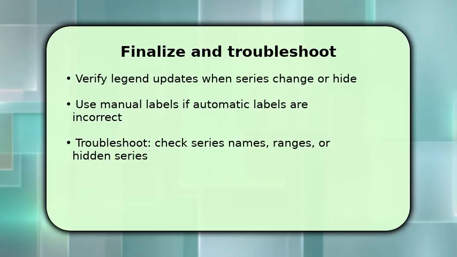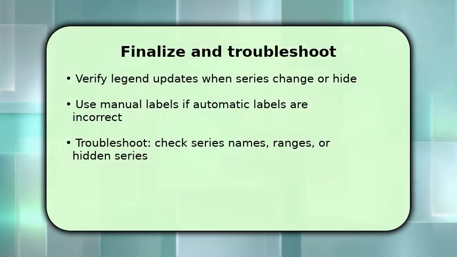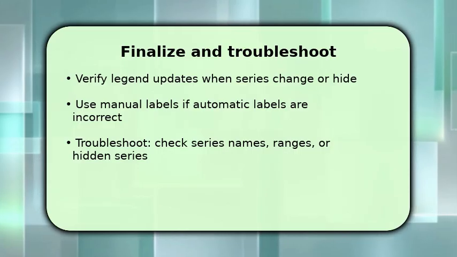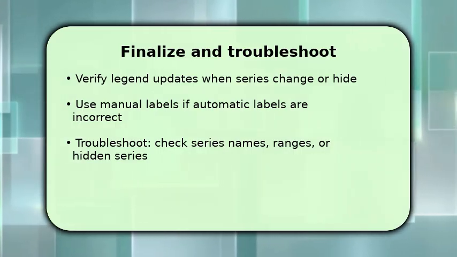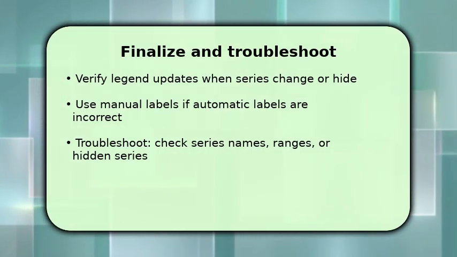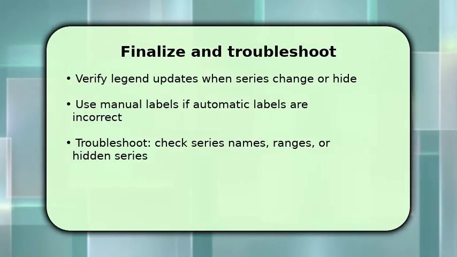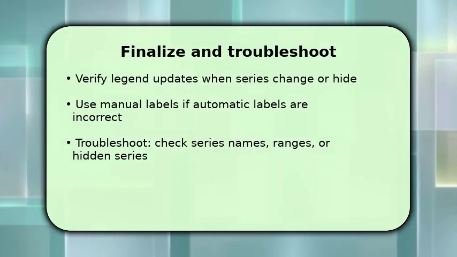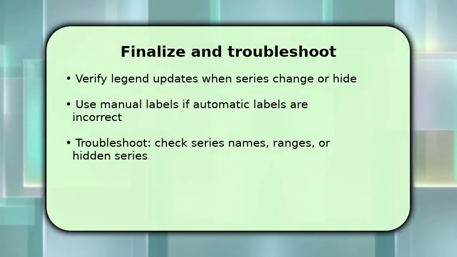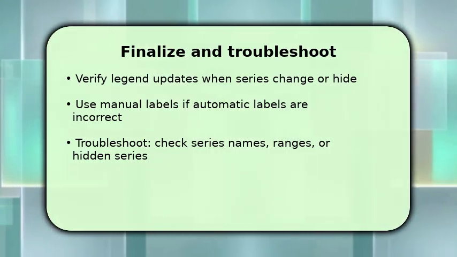If automatic labels are wrong, replace them with manual legend entries or edit the series names in the data source so updates flow automatically. Finally, if the legend disappears or shows duplicates, check for hidden series, overlapping ranges, or missing headers. Adjusting those usually resolves the issue quickly.